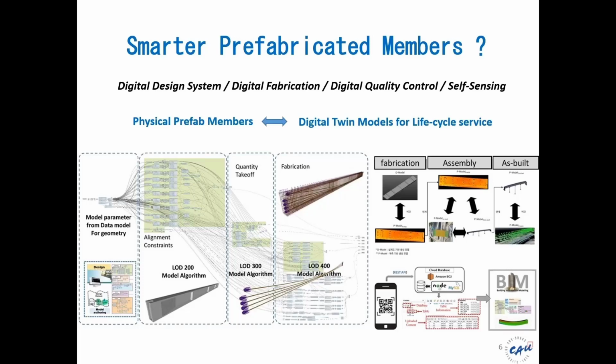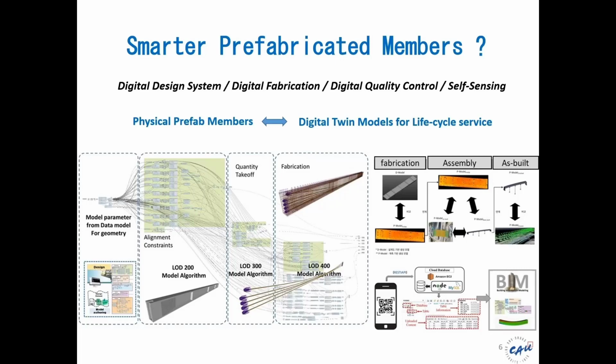And digital quality control means that we use scanning technologies to measure the dimensions and locations of connectors, and then the data generated from the scanning is imported into the algorithm, and we update the original design models.